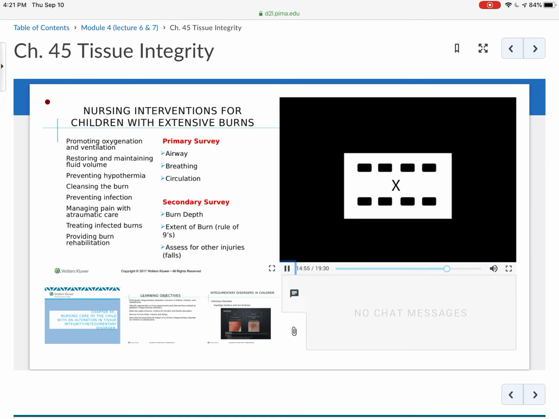Your secondary survey is determine the burn depth. You're also going to determine the percentage using either the BSA chart, the rule of nines, or the palm technique. And then also look for any other injuries, because if they've jumped out of a window or anything like that, they can have some cervical spine or internal injuries.